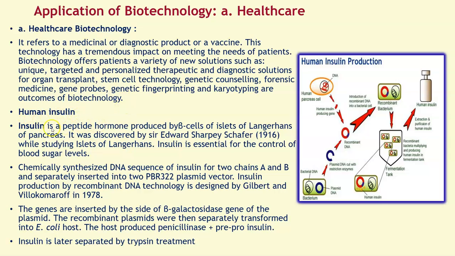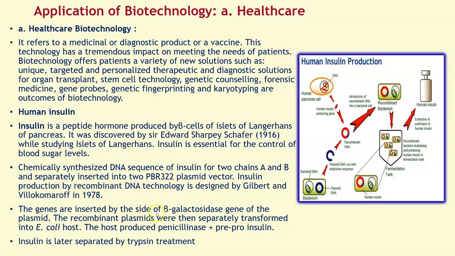The first immediate application is human insulin. Insulin is a peptide hormone produced by the beta cells of the islets of Langerhans of the pancreas. It was discovered by Sir Edward Sharpey-Schafer in 1916 while studying islets of Langerhans. Insulin is essential for the control of blood sugar levels. Chemically synthesized DNA sequences of insulin for two chains A and B are separately inserted into two pBR322 plasmid vectors. Insulin production by recombinant DNA technology was designed by Gilbert and Vilkomerson in 1978.